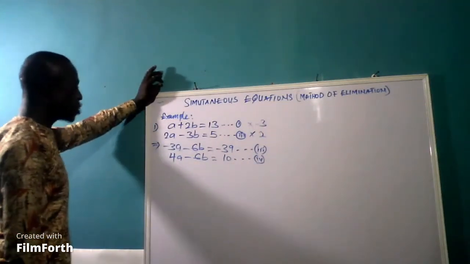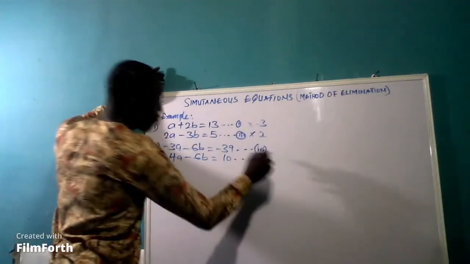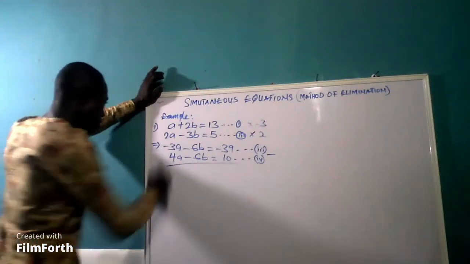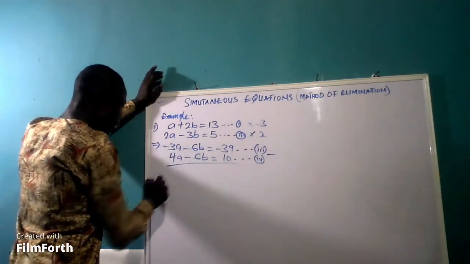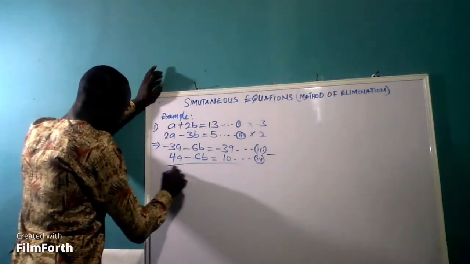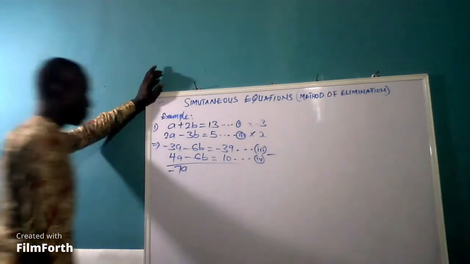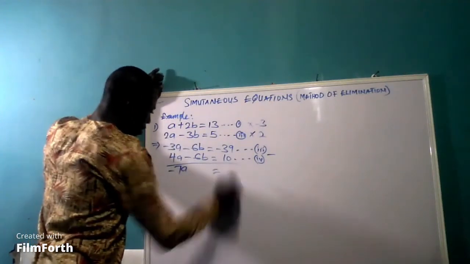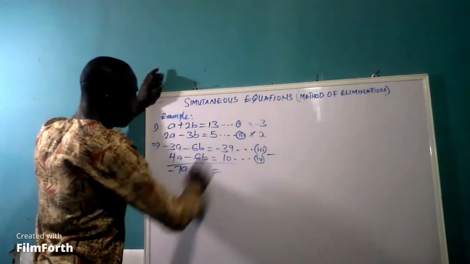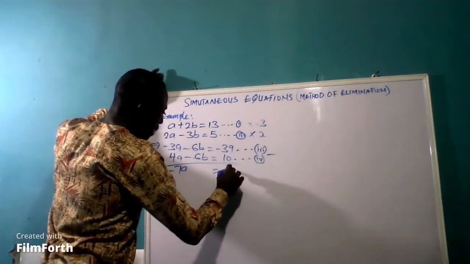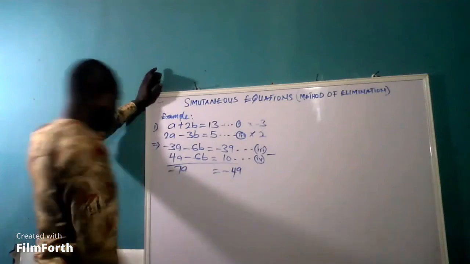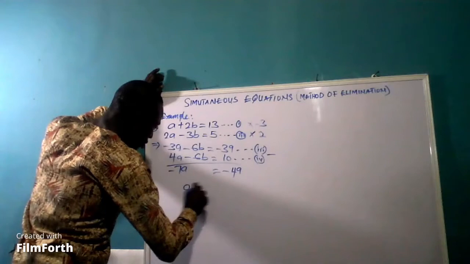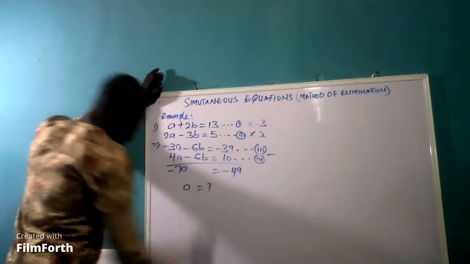So that if you subtract equation 4 from equation 3, we'll be having minus 3a minus 4a, that will be negative 7a. Minus 6b minus 6b, that will be 0. The equal to sign. Then minus 39 minus 10, that will give you minus 49. So that for a, we divide both sides by minus 7. Your a will be equal to 7.